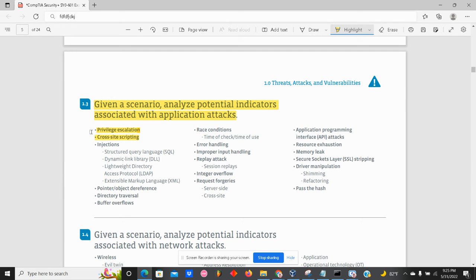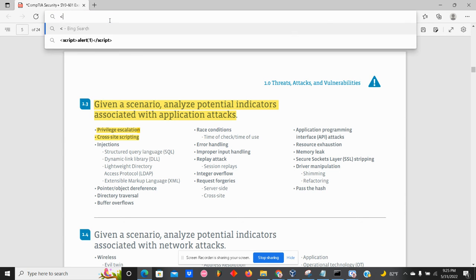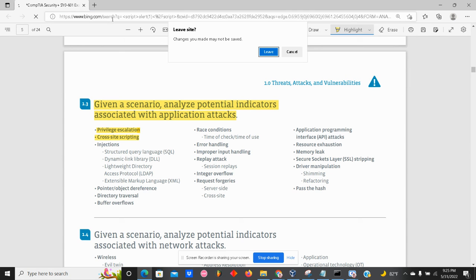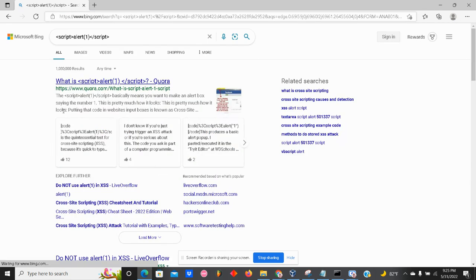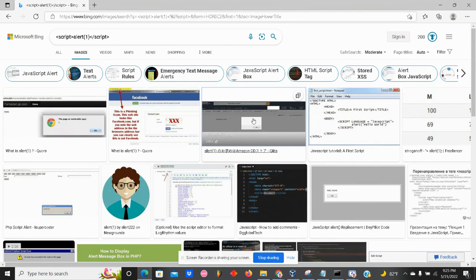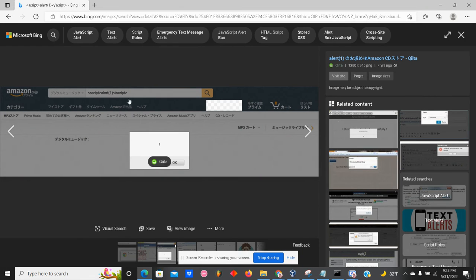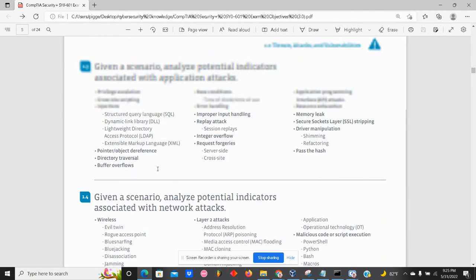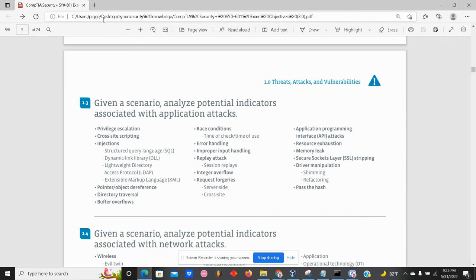Cross-site scripting. Cross-site scripting uses JavaScript: in any user input, you put the script. Let me show this real quick. When you put this script in any valid user input and this pop-up comes out, it means that it is susceptible to XSS, cross-site scripting. Basically, instead of putting the alert, I could replace it with malicious code and inject that code onto the server.